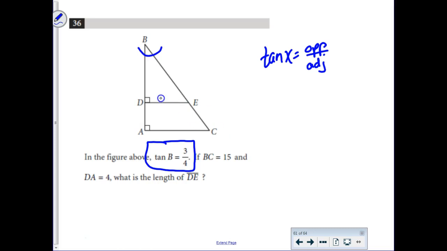For instance, this leg could be 3 and this leg could be 4, but what else could these legs be? 6 and 8, could be 9 and 12, could be all sorts of things. It's just that the ratio reduces to 3/4. So I don't think I'm really ready to talk about that yet. We'll come back to that clue.